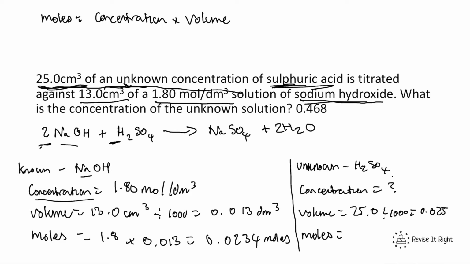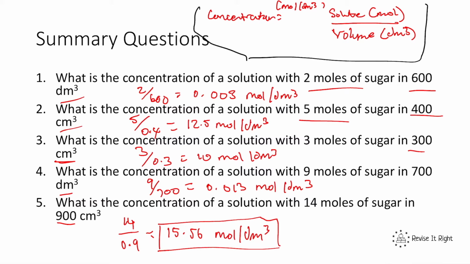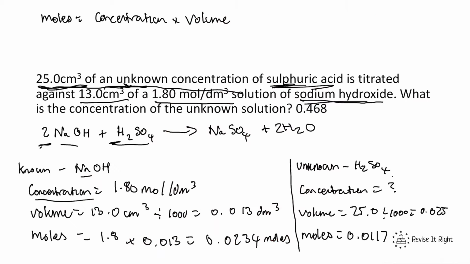We've just said there that we need half of the number of moles of sulfuric acid. So what we're going to do is divide that by 2 to get half. So 0.0234 divided by 2 gives us 0.0117 moles. And now we can use this equation and rearrange it to get the concentration. Again, that was the same equation as our previous video here. Concentration equals moles divided by the volume.